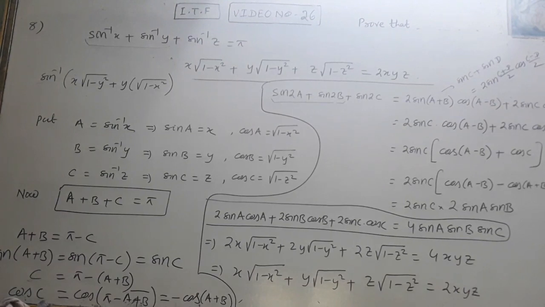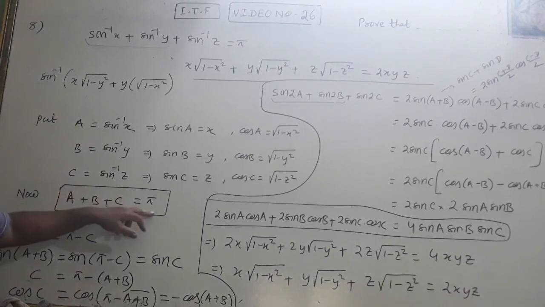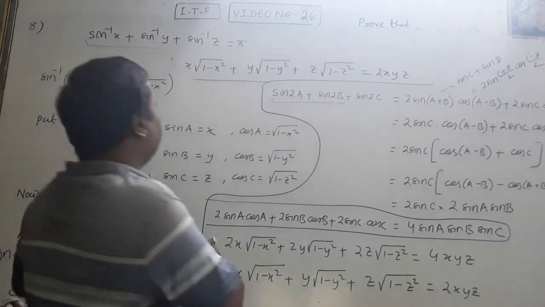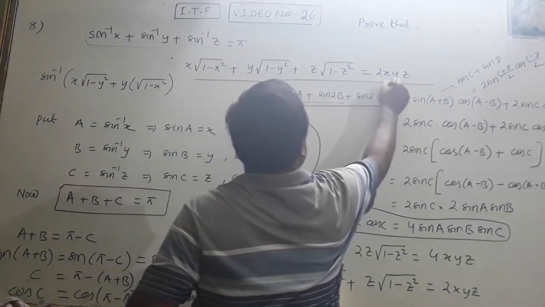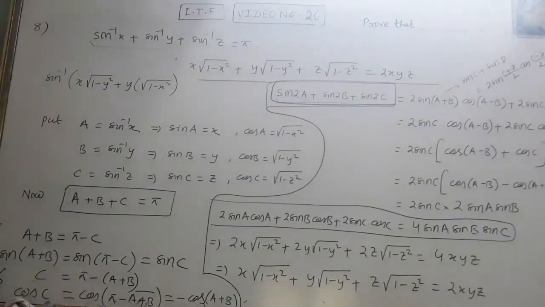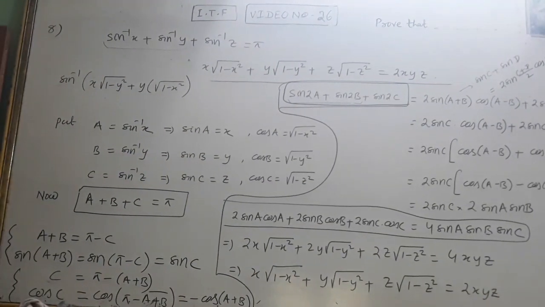You have to do this problem by putting A, B, C, taking A plus B plus C is pi, and taking sin 2A. It is a new step. You have to remember this step. That's why this problem is different from any other problem of this chapter. Okay.